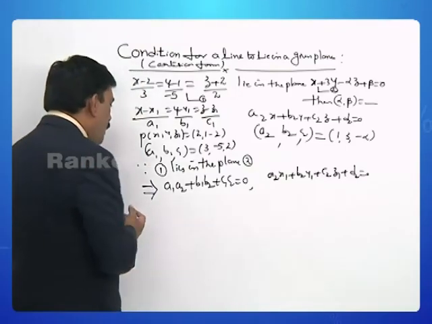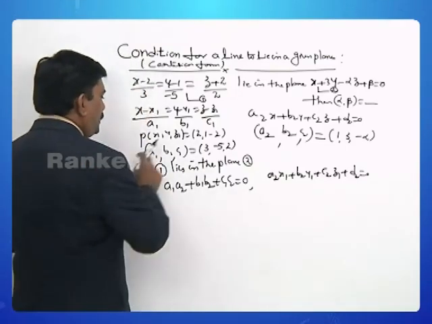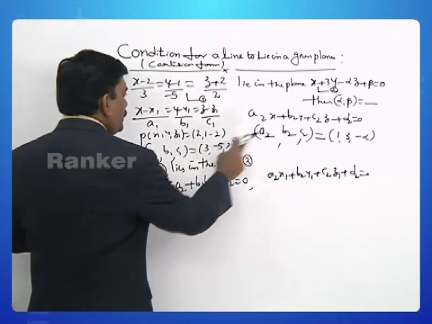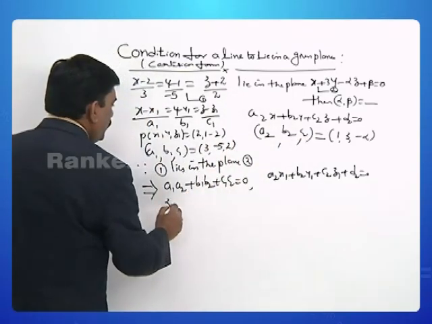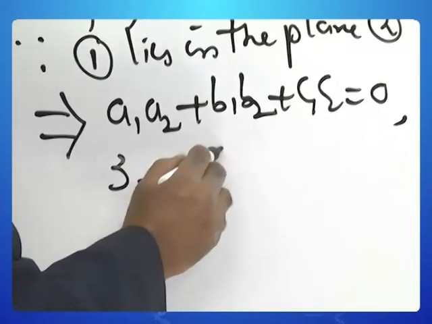So now a1 a2: 1 into 3 is 3. Next, 3 into minus 5.